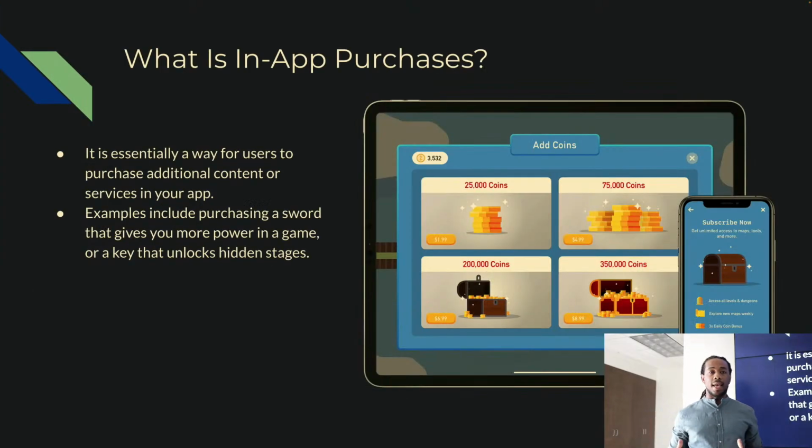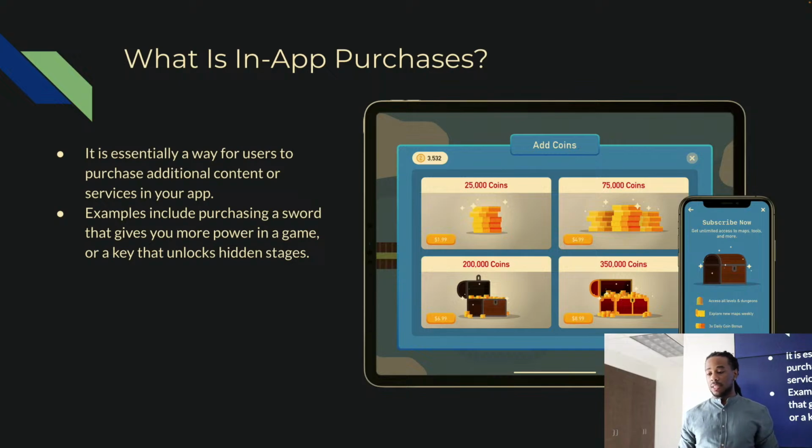So what is an in-app purchase? It is essentially a way for users to purchase additional content or services in your app. I'm pretty sure you've all seen mobile applications that require you to make a transaction in the app to give you some extra content. Some examples include purchasing a sword that gives you more power in a game, or a key that unlocks hidden stages. For example, if you've played Candy Crush, you have to get coins somehow, so you would consider that an in-app purchase, where users put up their own money and then gain access to the coins of that game.